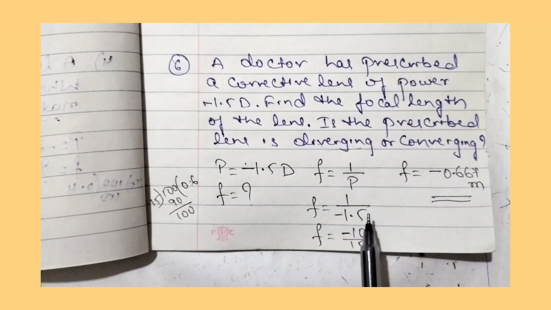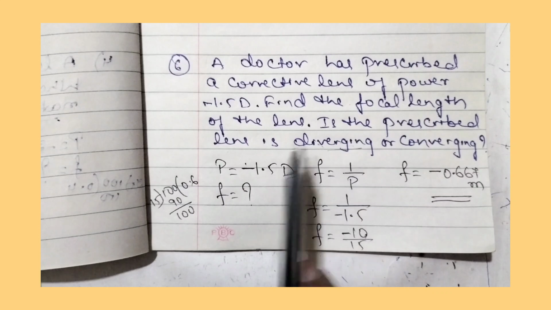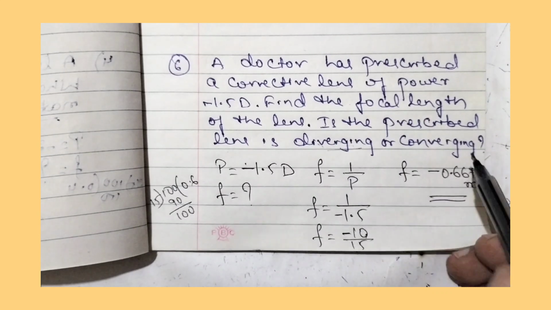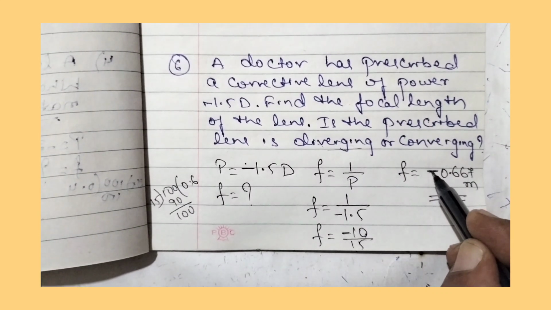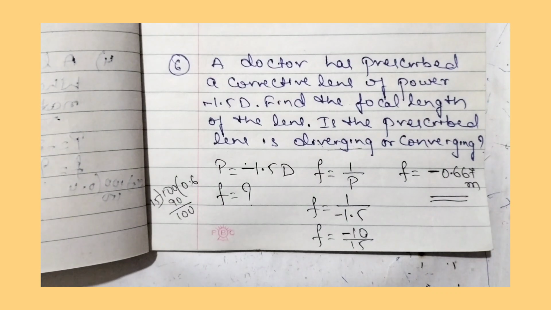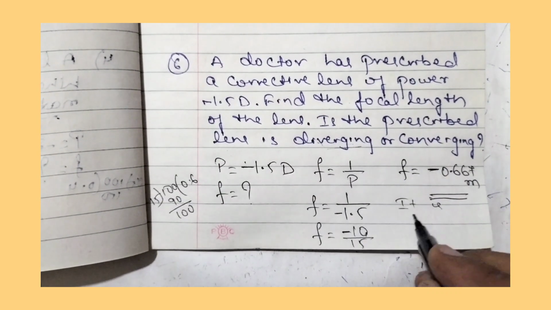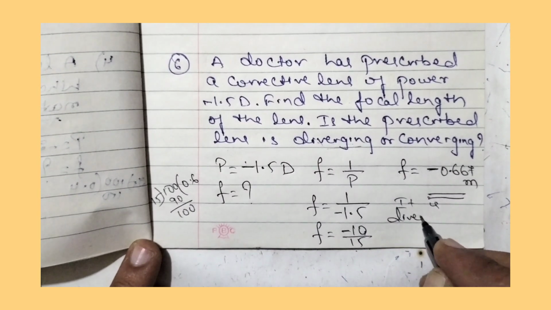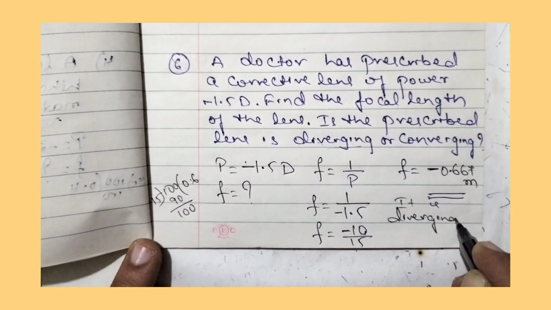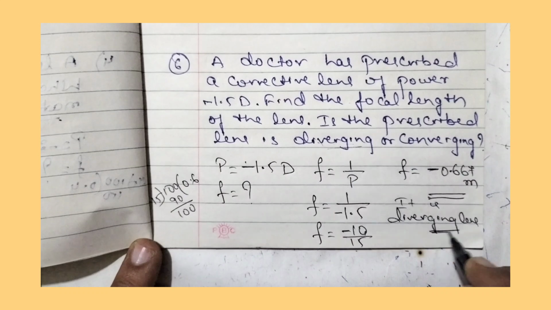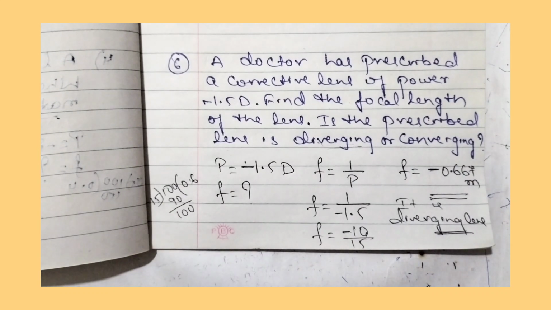Now here, is the prescribed lens diverging or converging? Here the focal length being minus indicates that it is a diverging lens. Diverging in the sense it is a concave lens. So like this we have to find out whether it is converging or diverging.